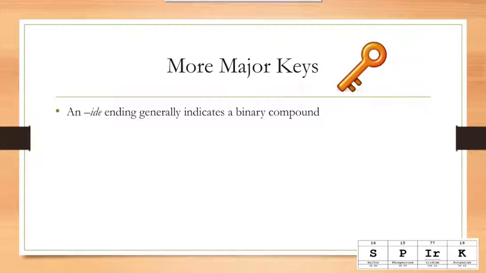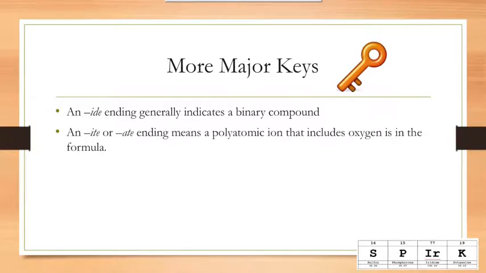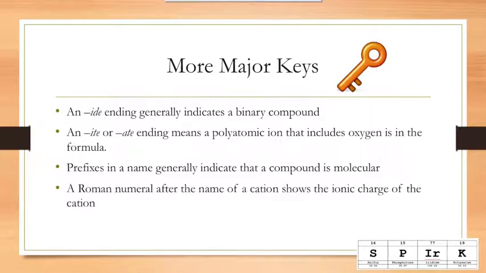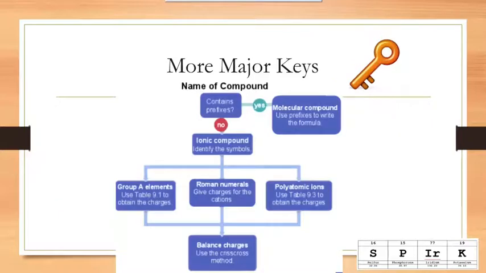An IDE ending generally indicates a binary compound. An ITE or ATE ending means a polyatomic ion that includes oxygen is in the formula. Prefixes in a name generally indicate that the compound is molecular. A Roman numeral after the name of a cation shows the ionic charge of the cation. And again, here is another flowchart. This is when you have the name and you're trying to go to the formula.